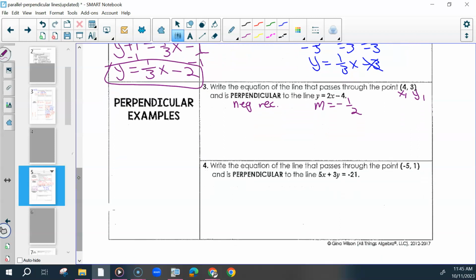Right? Now that we have those things, the work is the same. Y minus y1 equals your slope times x minus x1.